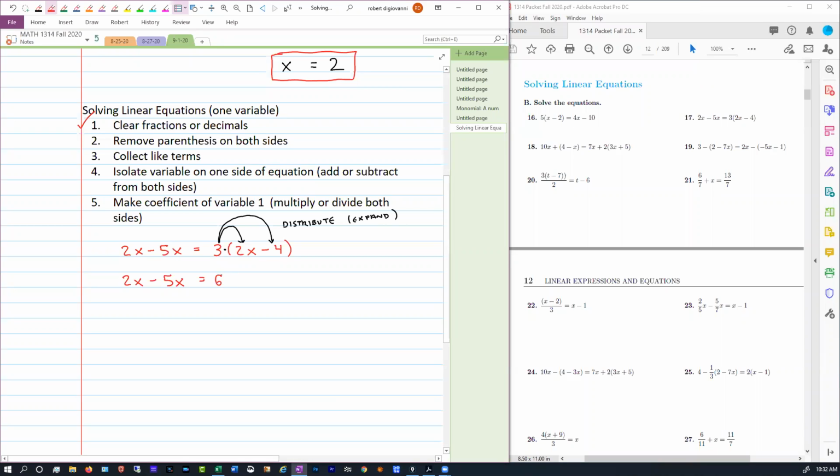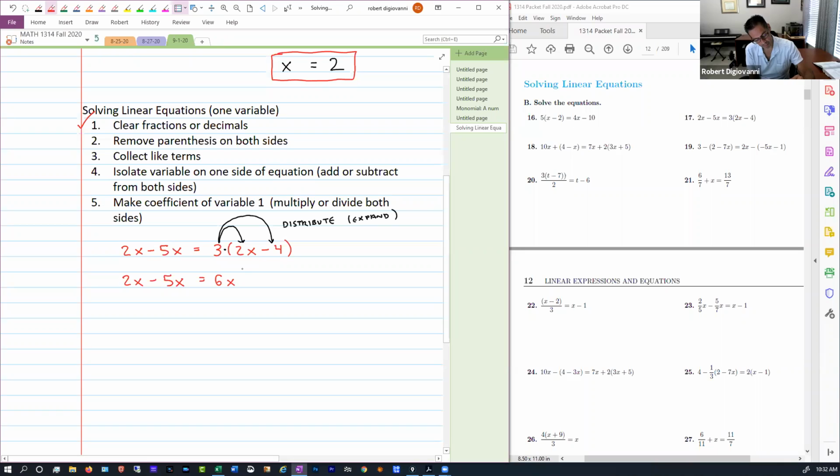Six x minus 12. 6x, and then minus 12. Okay, good. So we've removed all the parentheses on both sides of the equation. We're good. Move on to the next step. Abby, I'll let you keep going.